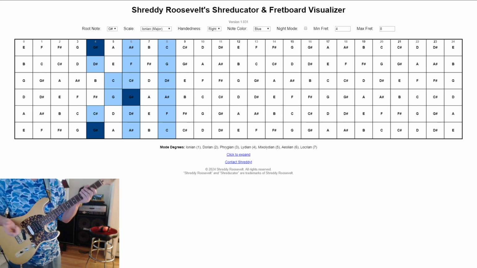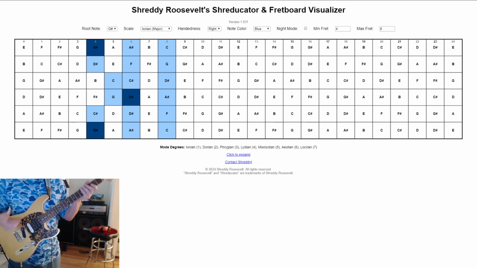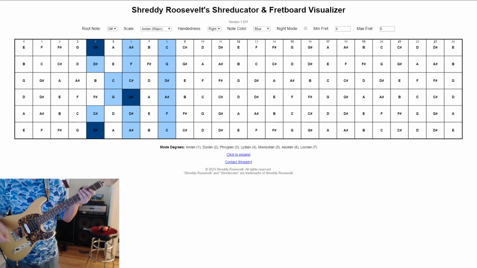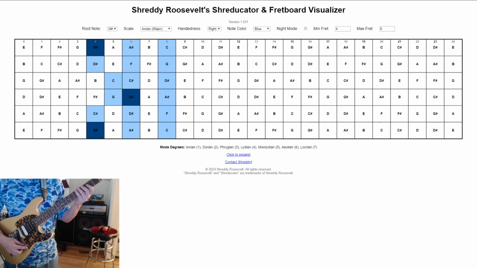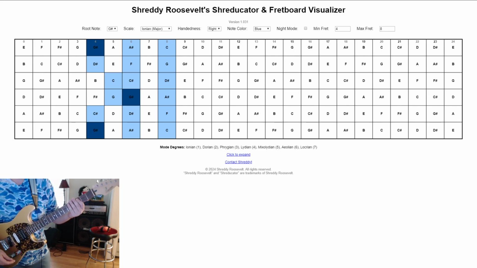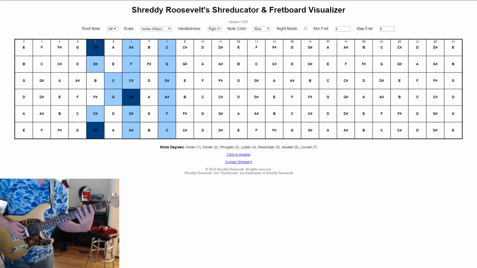So what I have is how I try to start every single person that's going to be learning some music theory. And this is just a G major scale. So I'll go ahead and play it here. I'll start here on the low string, and you G.